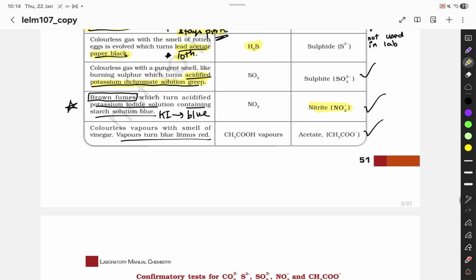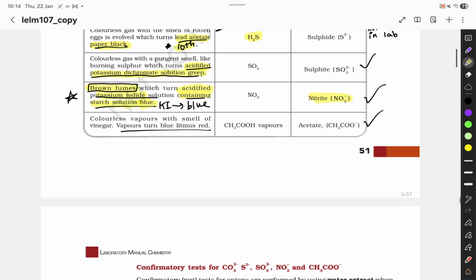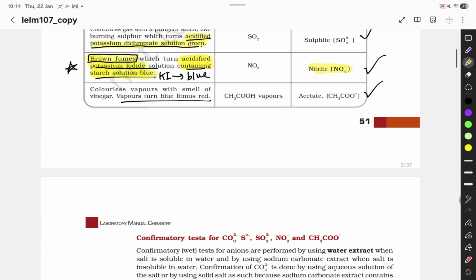Nitrite ion makes brown fumes, which turn acidified potassium iodide solution containing starch solution blue. That's an important one. With the acetate ion, colorless vapors are released, the blue litmus is turned red, and there is a smell of vinegar.